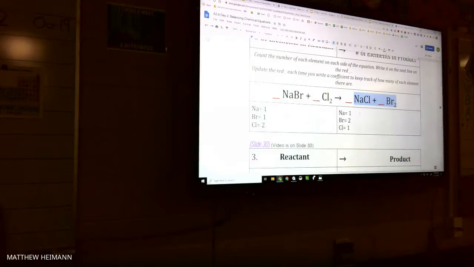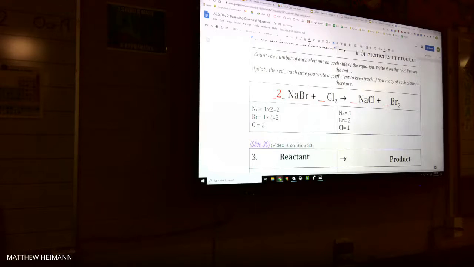All right, is this balanced? Sodium is, bromine is not. So let's balance bromine first. How can I balance bromine? There's one on the left and two on the right. Where am I going to put the two? In front of this one here, right? All right, so this will make us multiply sodium times 2 and bromine times 2.